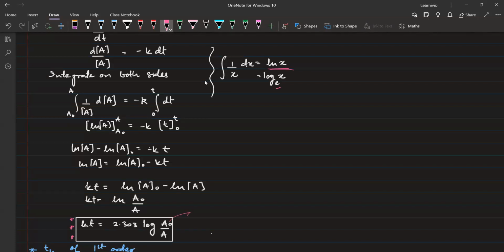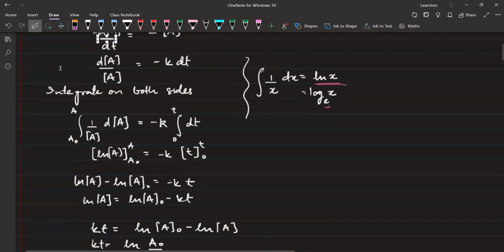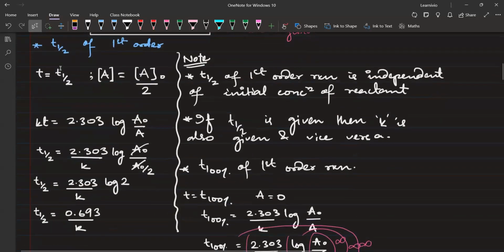Here A naught is the initial concentration. A is the remaining concentration after time t. ठीक है. अब उसके बाद है आपका T half of the first order reaction.